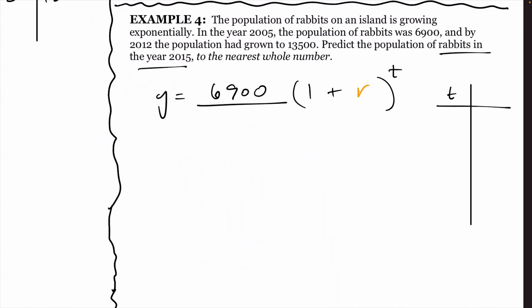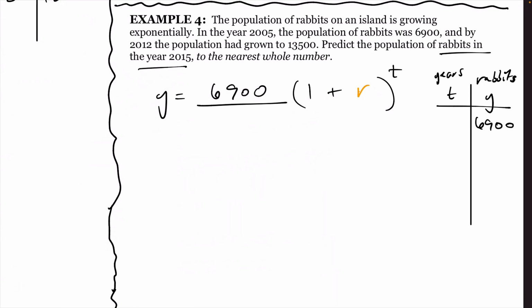We have T for years, and Y is rabbits. T is years. Y is rabbits. What do I know? 6,900. 6,900 after how many years?